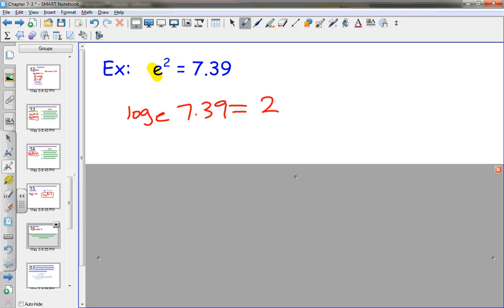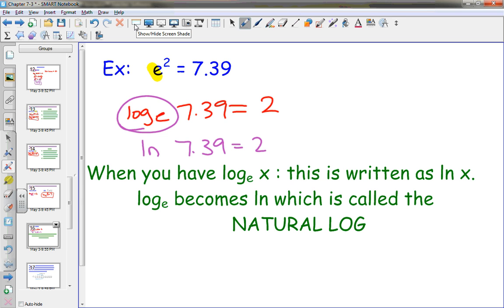Now, I have a problem with this. Just like log base 10 was the common log, I don't like to see log base e. What you really need to write, log base e turns into ln of 7.39, which is 2. What that's called is the natural log. So when you see log base e of x, that's the same thing as saying natural log of x. Natural log. Why do they write it as ln rather than nl?